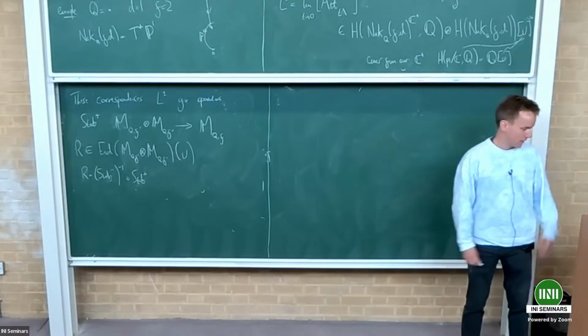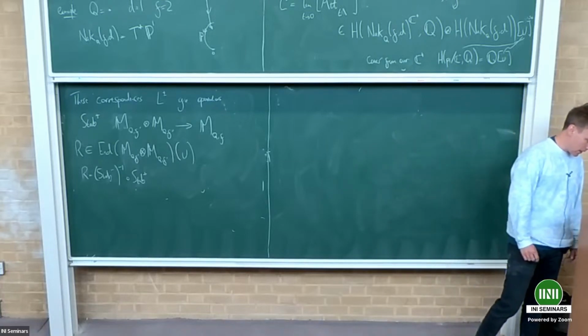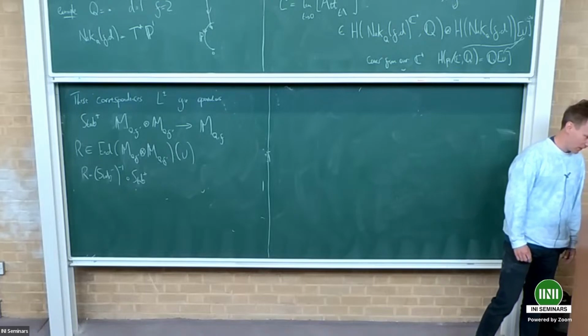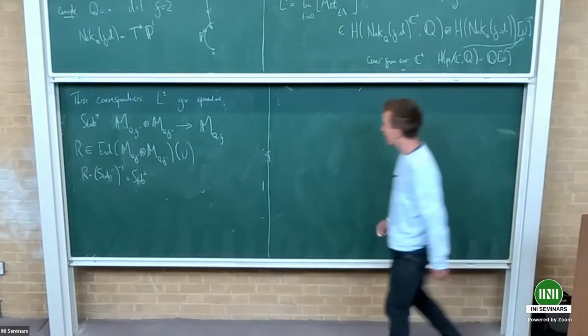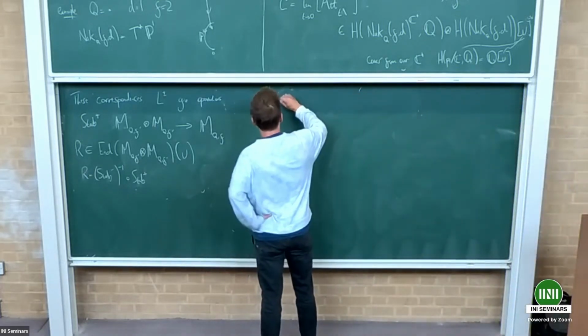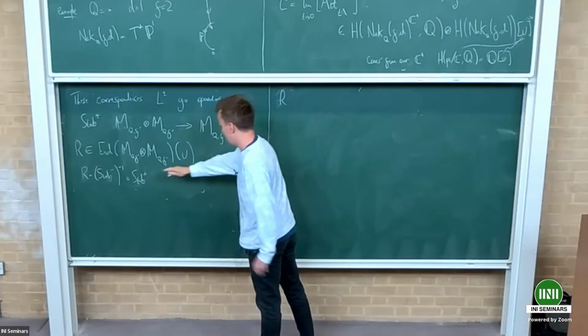Okay, so final minute, let me just state the conjecture. Just tell you it's no longer a conjecture. Okay, so R, we can expand it in u.